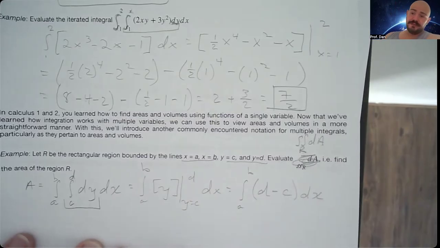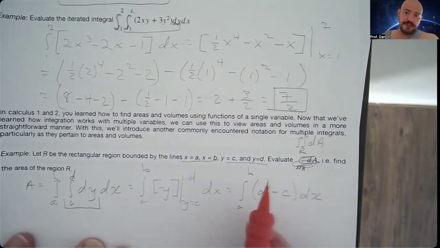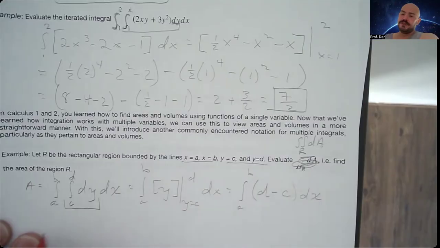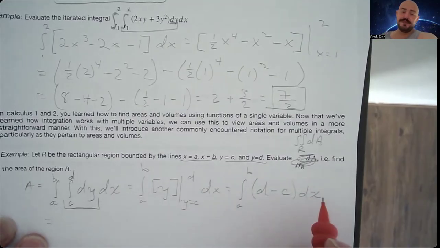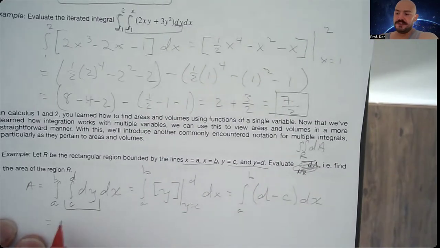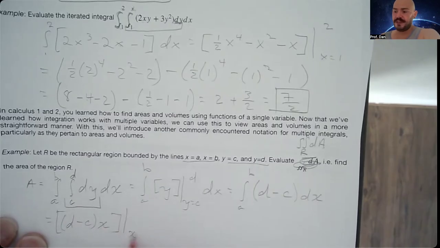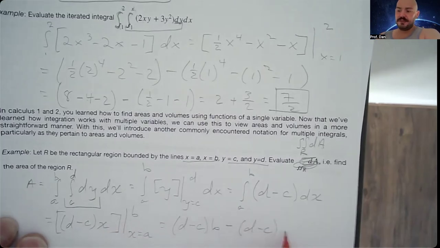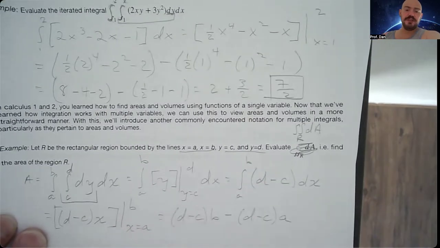Okay, this is where we are. And I know d minus c is just a number. So the antiderivative with respect to x of a number is just that number times x. And we're going to evaluate that from x equals a to x equals b. So we end up with d minus c times b. That's what I get from plugging the top number in, minus d minus c times a. That's what I get from plugging the bottom number in.